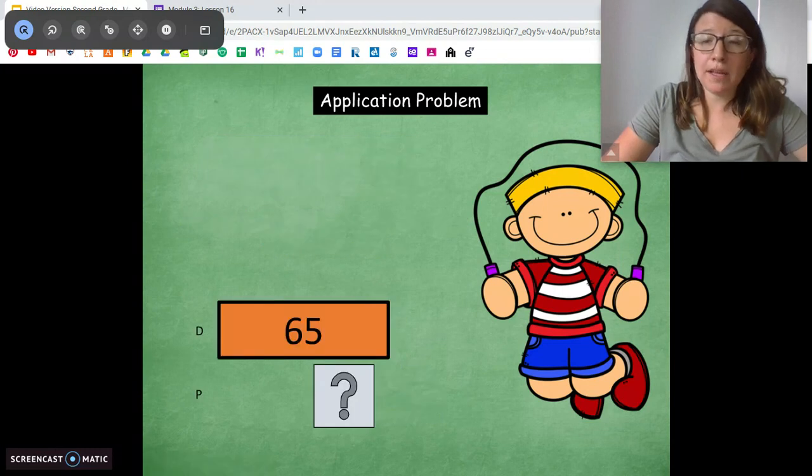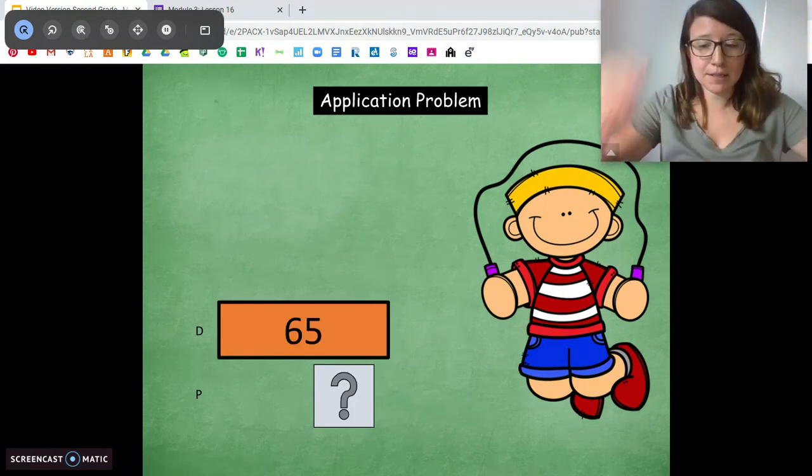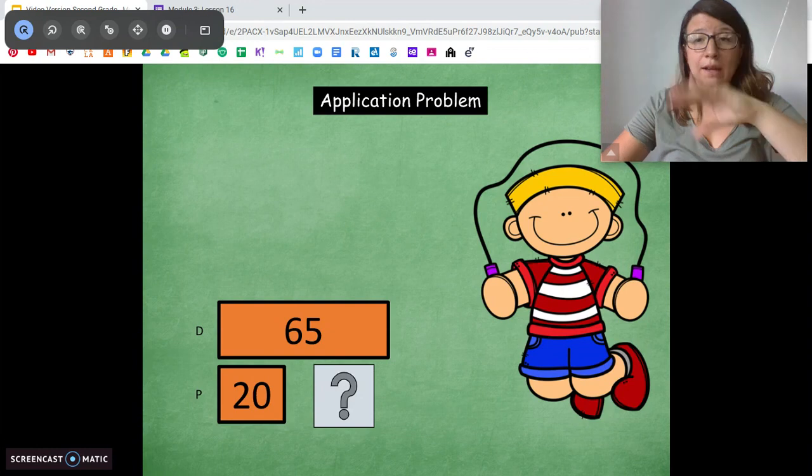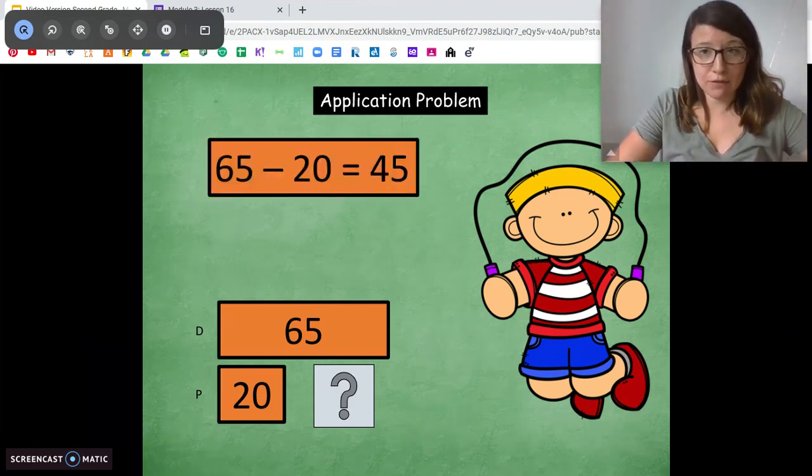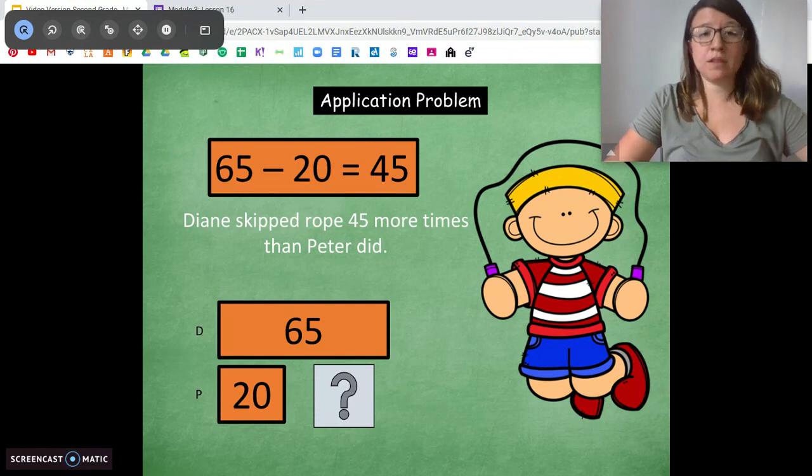Another way to do that would be with a tape diagram. Diane skipped 65 times. Peter only skipped 20. We need to find that unknown part. Again, we're subtracting, finding the difference, and we get 45 times.